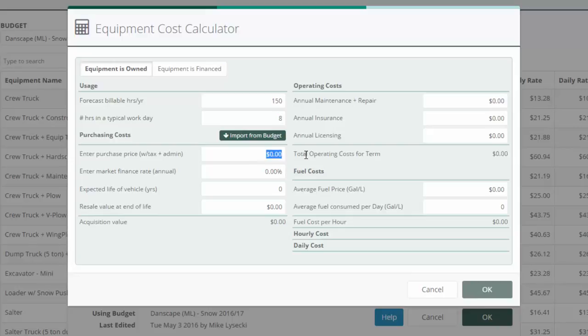And now here we got purchase price. So let's say this backhoe is going to cost us $60,000. I'm going to set the market finance rate to 1% to keep up with inflation. If you pay interest on this machine, you may want to raise that a little bit.